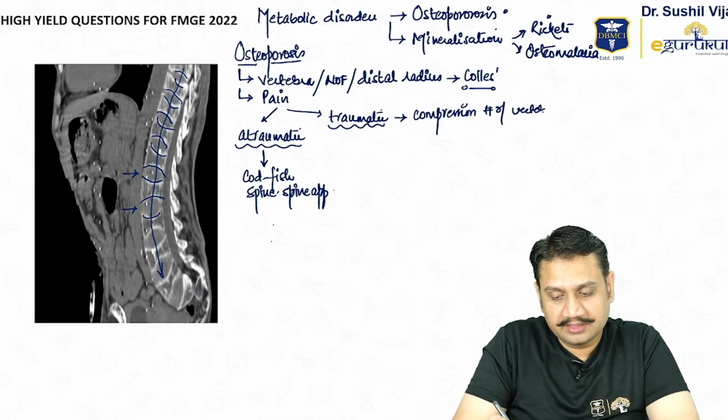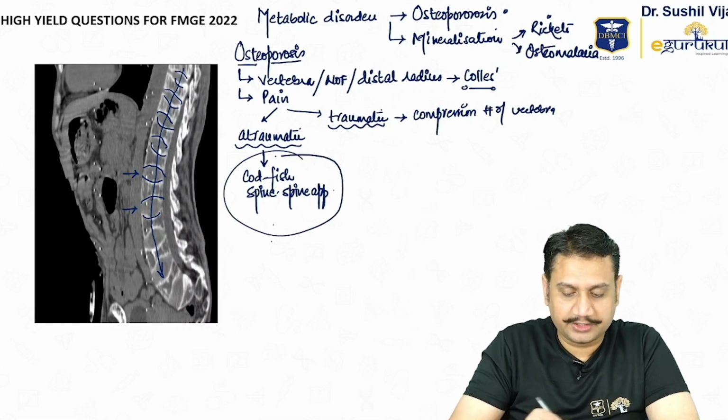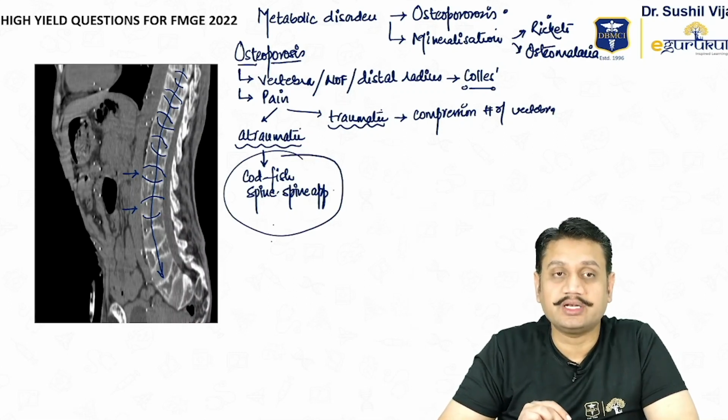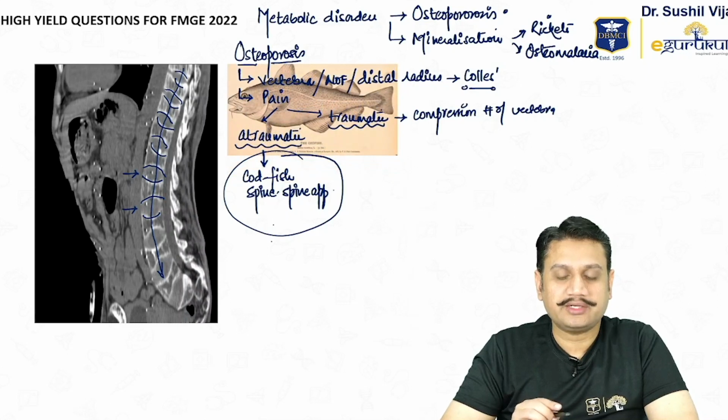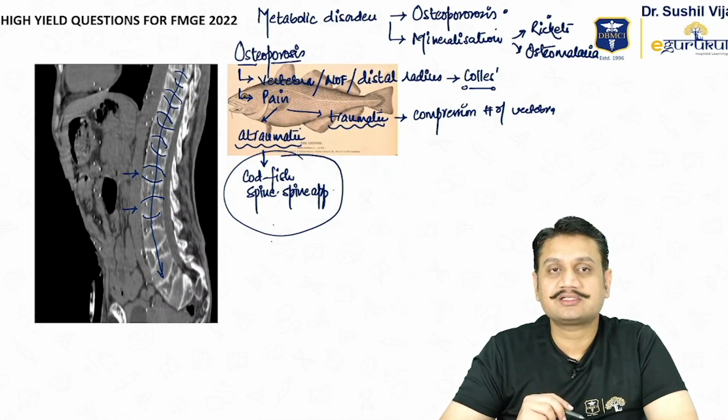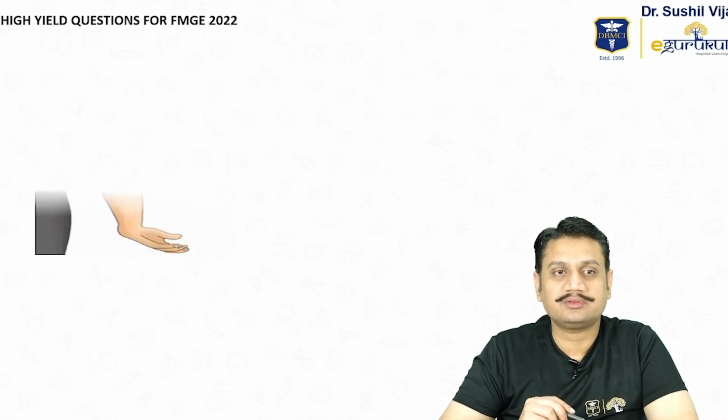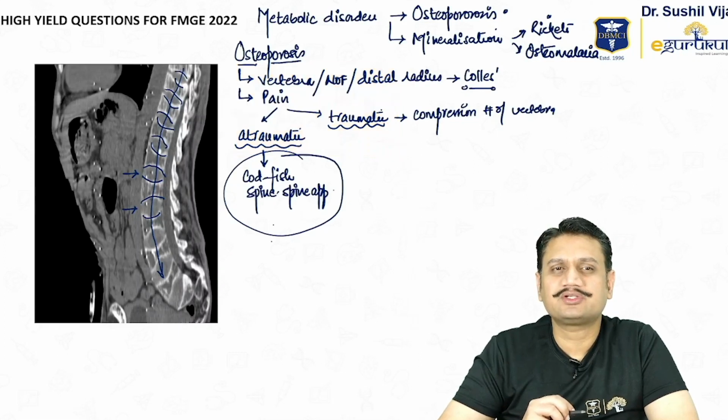So please remember, this is what you call a codfish, and a huge potential of being asked in your exams as well, the codfish spine appearance. Okay, now how will you diagnose a patient of osteoporosis? How do we diagnose this picture that you see in the background? It is a codfish. Okay, how do you diagnose a patient of osteoporosis?